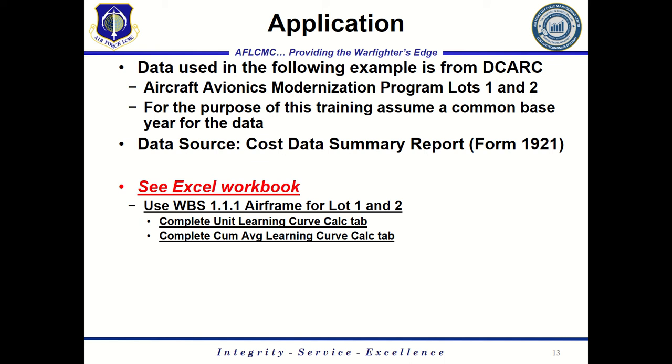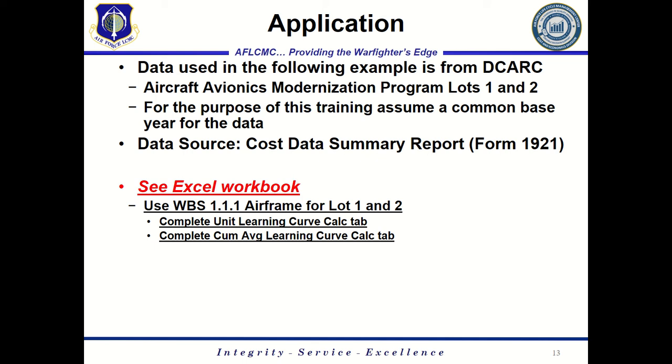So now we're getting into the application. I pulled some data from DCARC, and washed it a little bit. We're just going to use the avionics. It's an aircraft avionics modernization program. We've got 2 production lots of that program. For the purpose of this training, we're just going to take the data that I'm giving you as it is. We're not going to worry about normalizing it in any way.